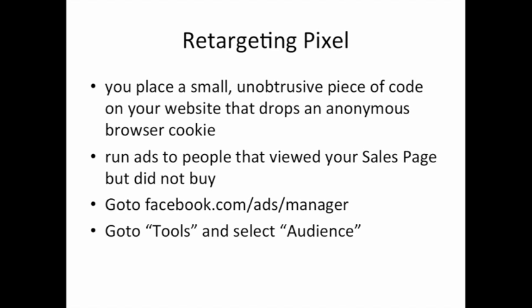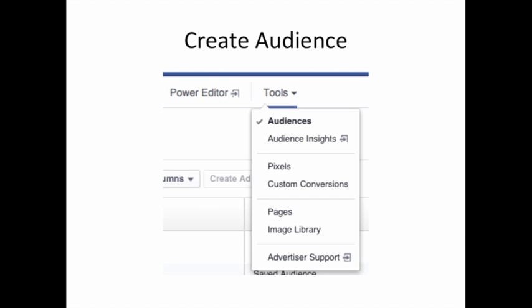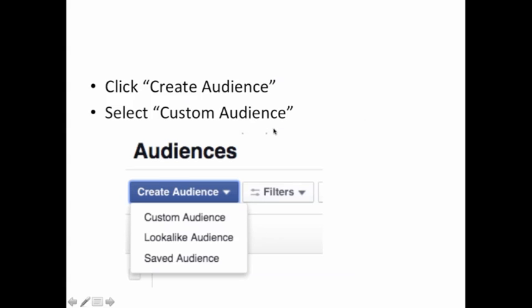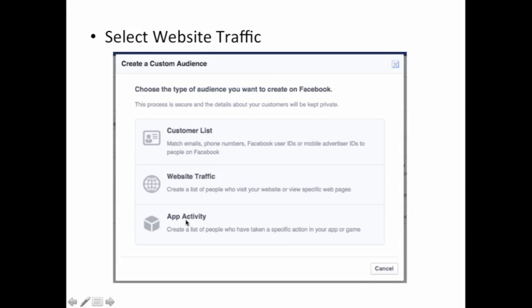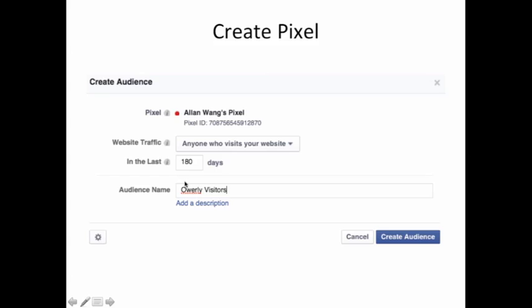So you go to facebook.com/ad/manager, select tools, then select audience. Here you can see it says tools up here, and then you select audience. Select create audience, and then select custom audience, and it'll take you to here. You select the website traffic option, and then you create your pixel. You name it, and then go ahead and hit create audience.